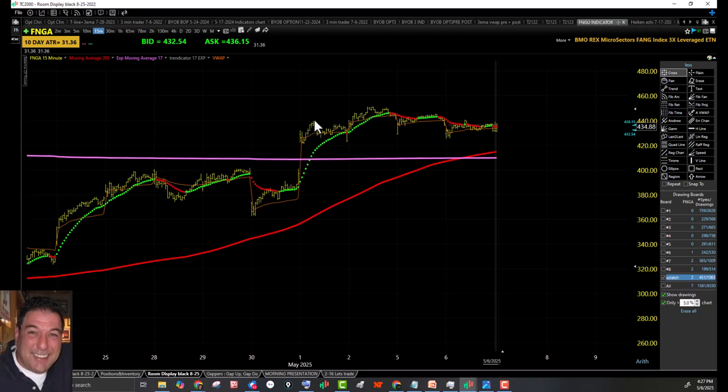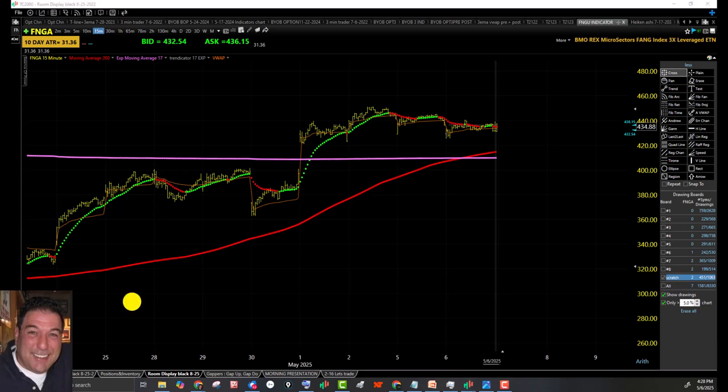There's a high, there's a high. They made a higher high there. This high, not so much. This high, not so much. This high, not so much. We're struggling. But the good news is we're not giving up. That's the good news. They're holding this area, and that makes it a bullish environment.